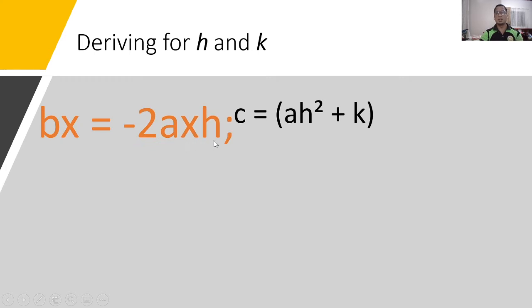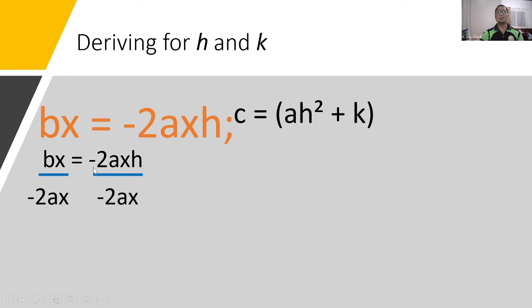Kagaya ng nabanggit ko na, we will start with this one kasi dito may H na may K pa. If we will be looking for the value of H, kailangan mawala yung nasa tabi niya. Ano yung katabi niya dito? Kasama niya, negative 2ax. Which means, we have to divide both sides by negative 2ax. Kung ano yung gusto mong mawala dito sa kabila. By doing that, na-eliminate natin yung x dito sa left side. So, ang matitira, negative b all over 2a.